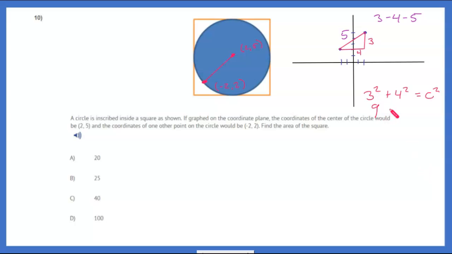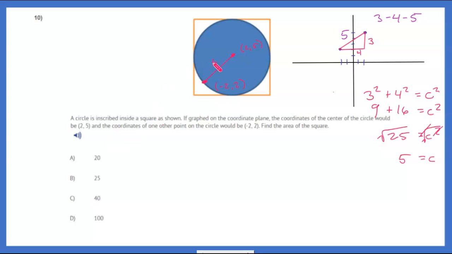3 squared is 9. 4 squared is 16. 9 plus 16 is 25. We're going to root both sides to get rid of that square. Root of 25 is 5. This equals 5. So we calculated 5 using the Pythagorean theorem, but you could also just remember that 3, 4, 5 triangles are very common. You might see them. You can assume that if there's one side missing, it fits that form. 5 is the hypotenuse, 3 and 4 are the legs.